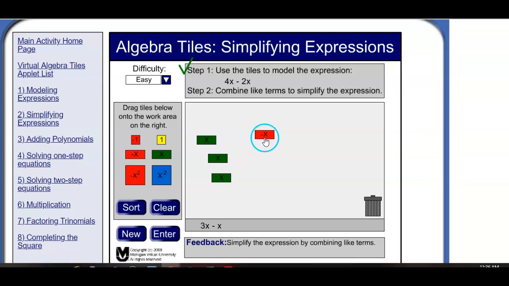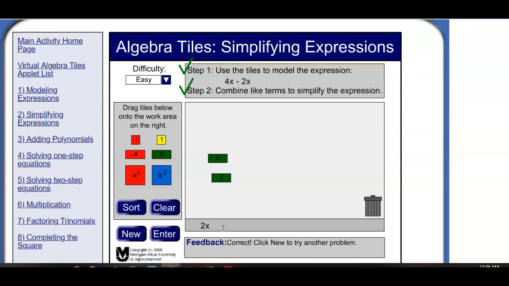So here I have one more negative and I have 3 positives, so I can combine this negative with any of these positives. It does not matter. And now I've combined all of my like terms. It is now simplified for me. So I can say my final answer to this problem is 2x.